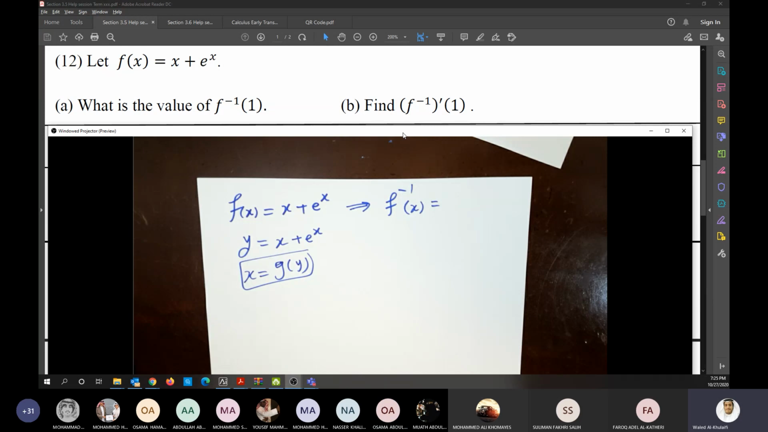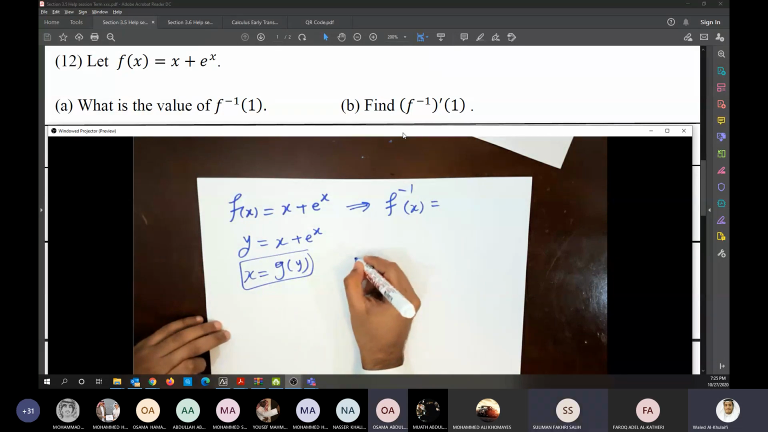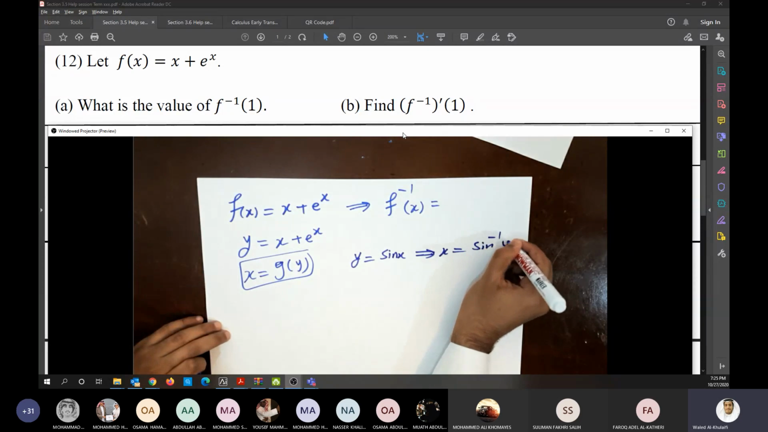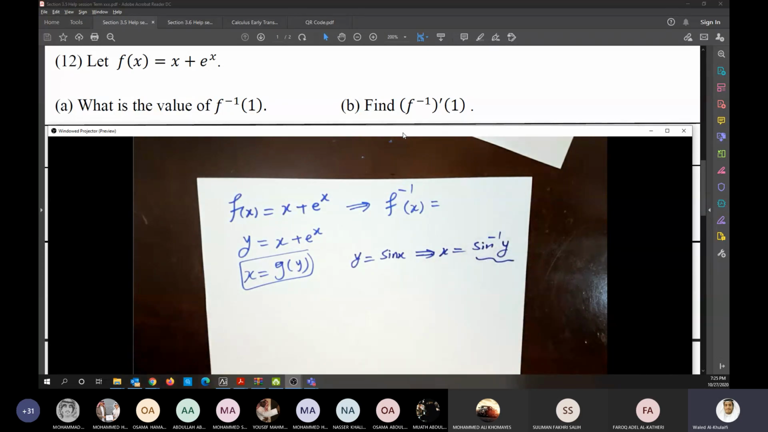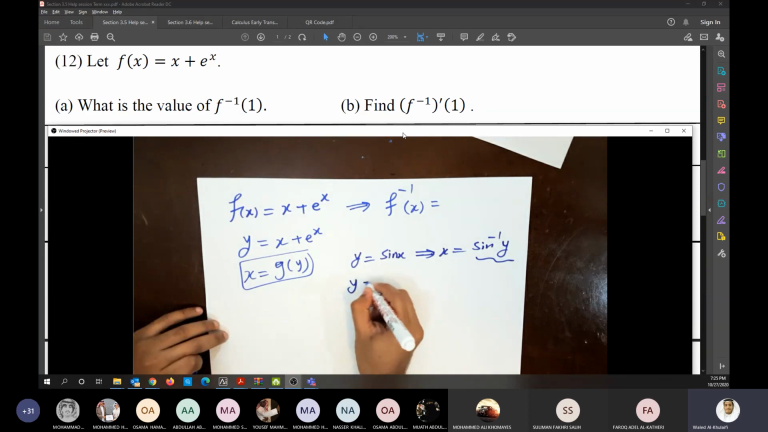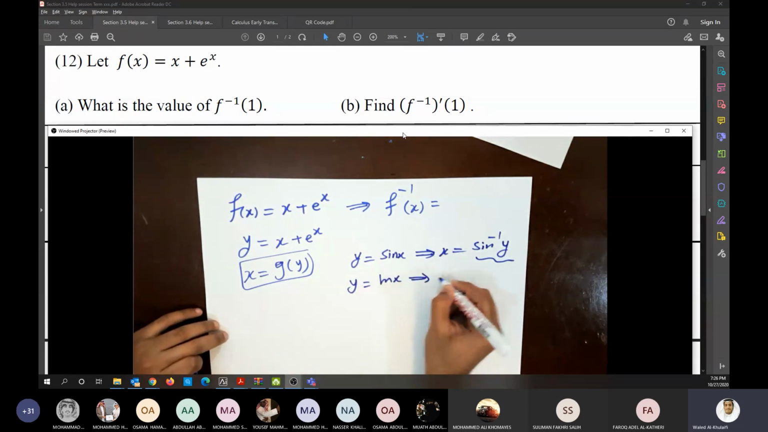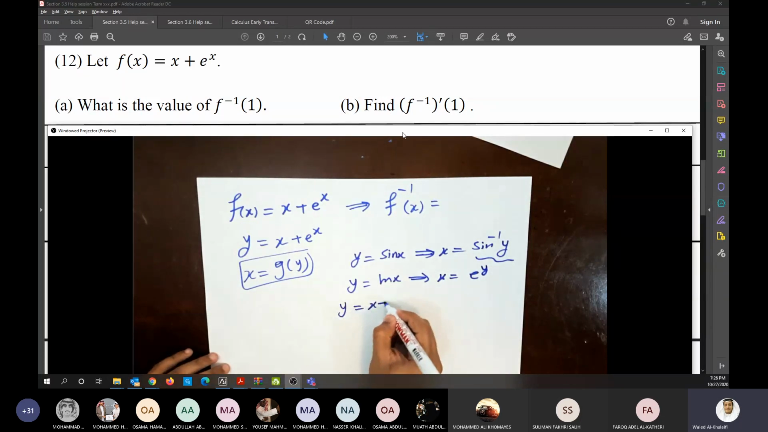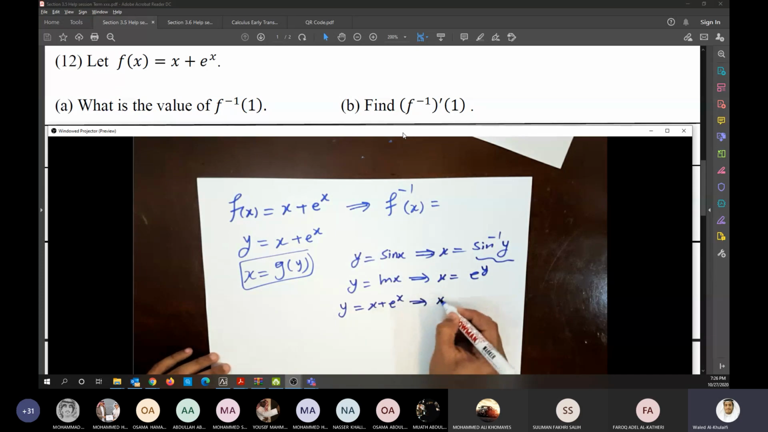No, I'm not talking about substitution, I'm talking about it as a function. Can you find f inverse of x? Can you find the inverse as a function? For example, if I said y equals sine of x, then x is equal to sine inverse of y. This one we know, we know its graph and everything about it. If I told you y equals ln x, then x is equal to e^y, right? But if y equals x plus e^x, what is x?